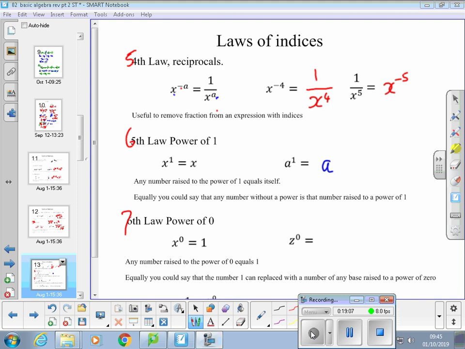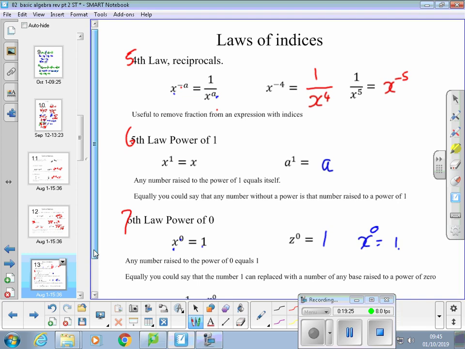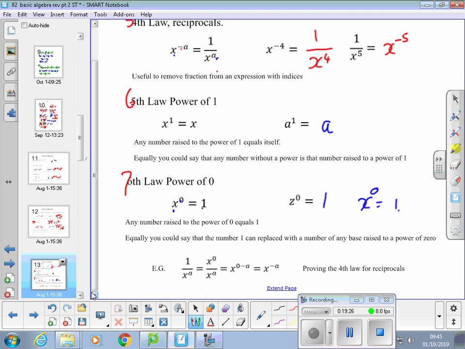Yeah, and then the 7th, any number to the power of 0 is equal to 1. So z to the 0 is 1, x to the 0 is 1, and so on. Equally, if we want to, we can write a variable to the power of 0 so that it equals 1.